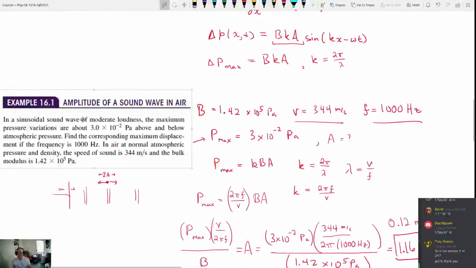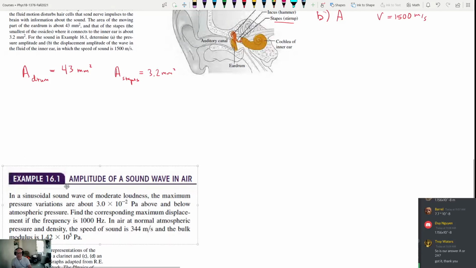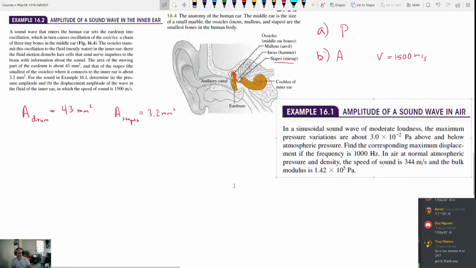So I think I might copy this and then paste it down here, so we have all the data about the wave over here somewhere and can still see it. And what else do we know? Why would the pressure amplitude change? I guess that's the first thing I'm thinking about. We were given that this was the pressure amplitude before, the amount by which the pressure changed. And we have this equation that pressure max is kBA. This is amplitude, not area.